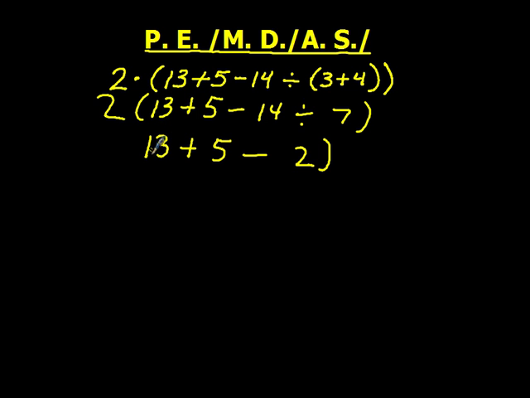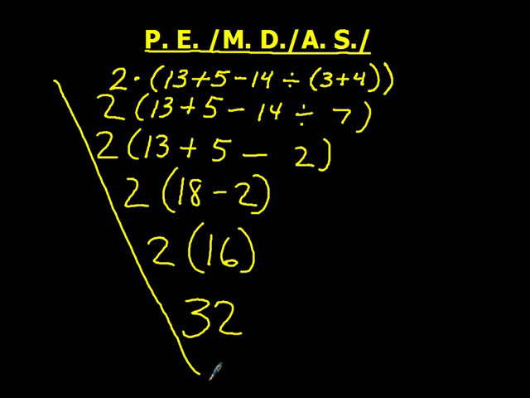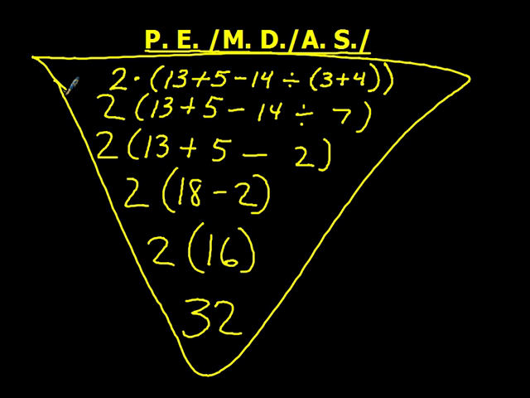And again, I carefully bring down everything else. I look for any more multiplication or division. No. Addition, subtraction. Yes. There's 18. And I only do one step at a time, 16. And then my final answer is 32. So you might feel like, you know what, why don't I do 13 plus 5 is 18 minus 2 all in one step? It's okay to do that, but your chances of making a mistake are greatly increased.